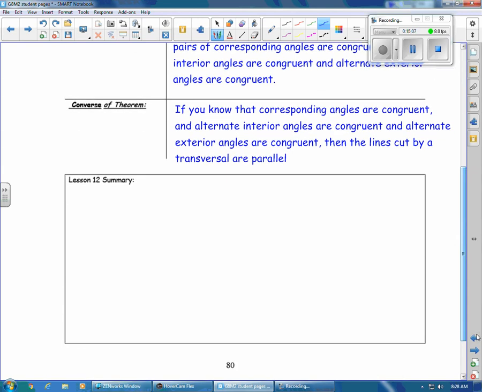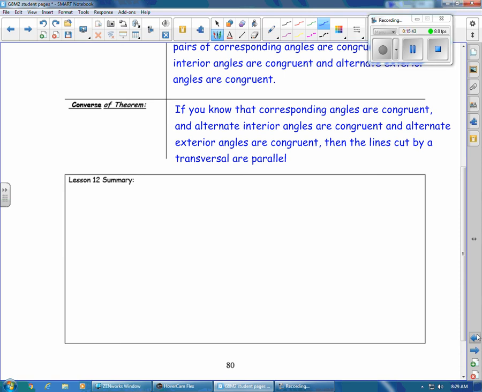That brings us to the end of the lesson. I do want you to attempt to write the summary, and I'm just going to go over what we learned. Angles on the same side of the transversal in the same position are called corresponding angles. When angles are on opposite sides of the transversal and between the parallel lines, interior, they're called alternate interior angles. When angles are on opposite sides of the transversal and outside the parallel lines, they're called alternate exterior angles. When parallel lines are cut by a transversal, corresponding angles, alternate exterior angles, and alternate interior angles are all congruent.